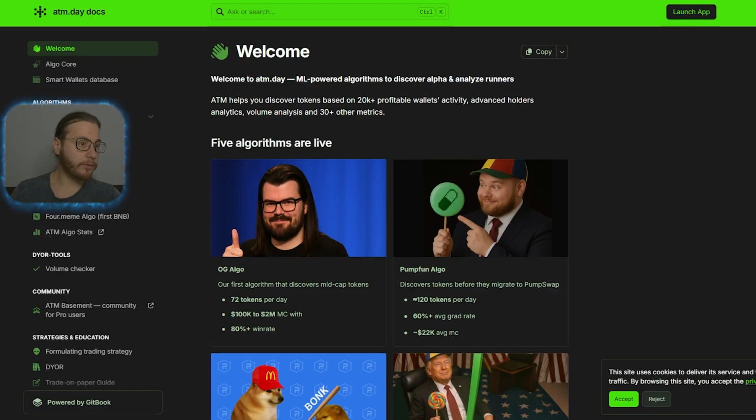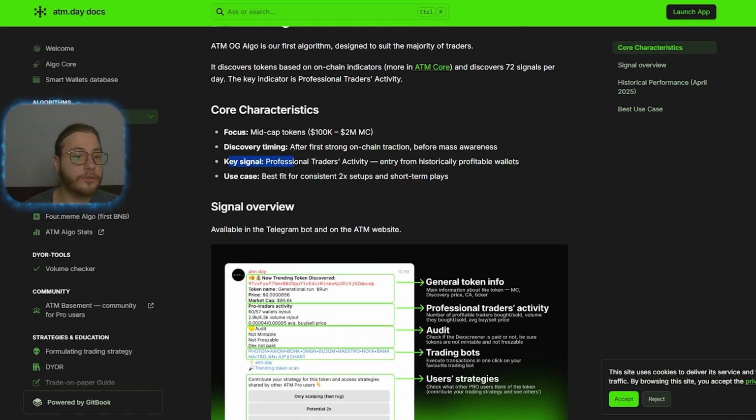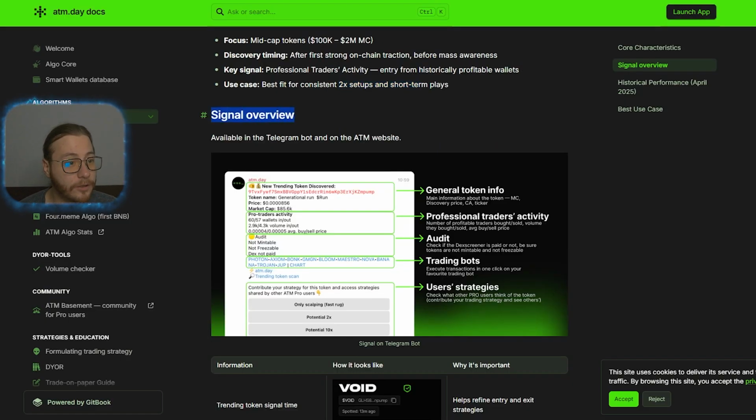Here we are on gitbook.atm.day, and as you can see, there's the first algorithm, the OG Algo, essentially the foundational Raydium momentum scanner. Its purpose is simple: identify tokens that are quietly gaining traction before the broader market notices. As you can see here, we have the core characteristics: focus on mid-cap tokens, discovery timing after first strong on-chain traction before mass awareness, key signal is professional traders' activity, entry from historically profitable wallets, and use case best fit for consistency. And here we see the signal overview, available in the Telegram bot and on the ATM website.